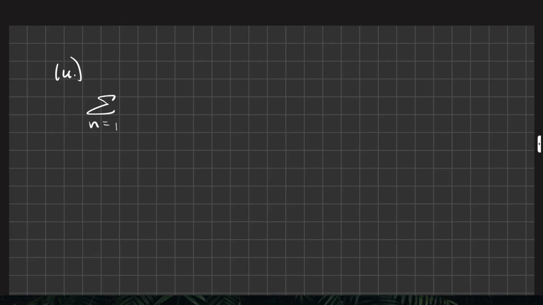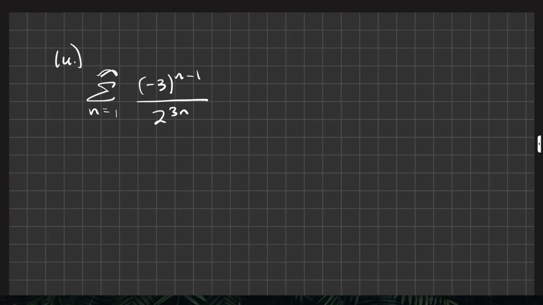Series from n equals 1 to infinity of (-3)^(n-1) over 2^(3n). Okay, so this is actually a geometric series, kind of hidden. And our first term, a sub 1, would be (-3)^(1-1), which is just (-3)^0, over 2^(3n) with n equal to 1, so it's just 2^3. So this is just 1/8.